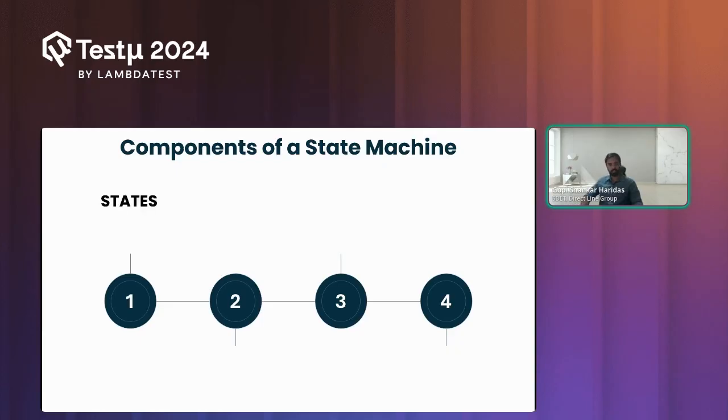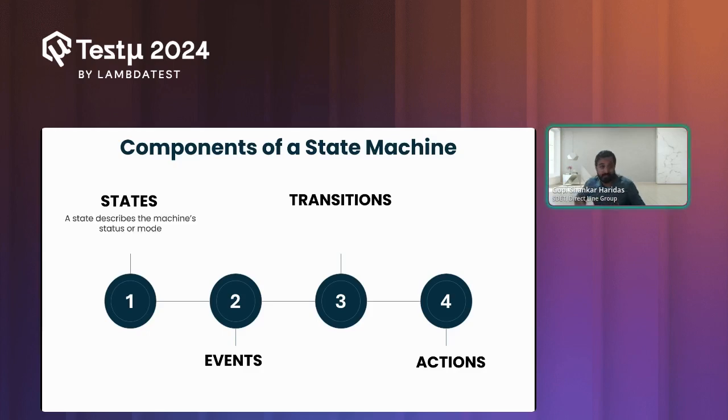The first one is states, the obvious one. The second one is events, then transitions, and actions. These are the 4 components that are important for a state machine to be built.